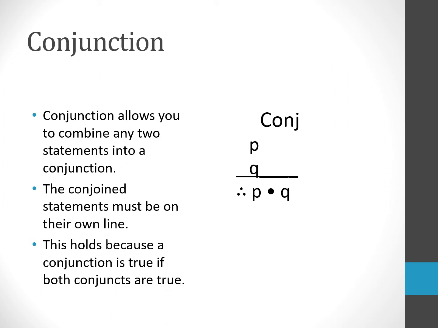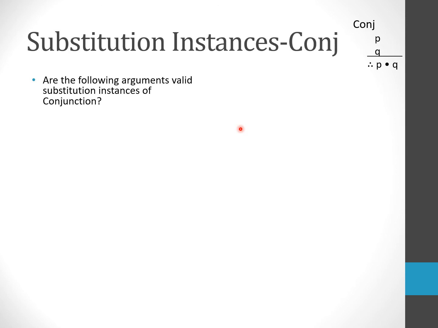Well, if they're both true, then any conjunction we create out of those two will also be true because both sides are true. Go back to the truth table. So anything in a proof, you can take two separate lines, slap a dot between them, and create a conjunction. It's not always the most useful rule, but it's nice to have in your back pocket. So we'll go through some substitution instances of conjunction.